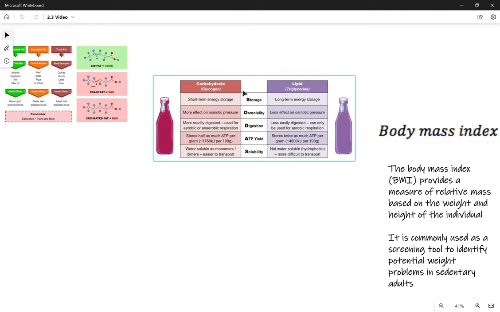So the differences between carbohydrates and lipids, shown here. So short-term energy storage, long-term energy storage, digestion, much easier to access carbohydrates, less easy to access lipids, much less energy in carbohydrates compared to lipids, and then solubility in water.